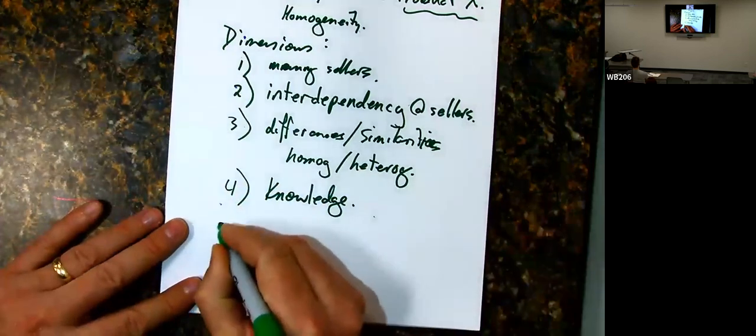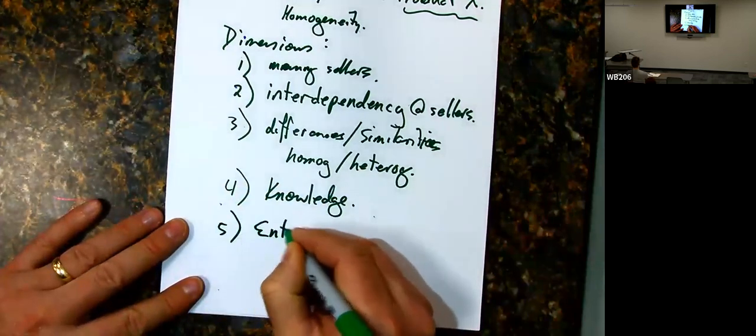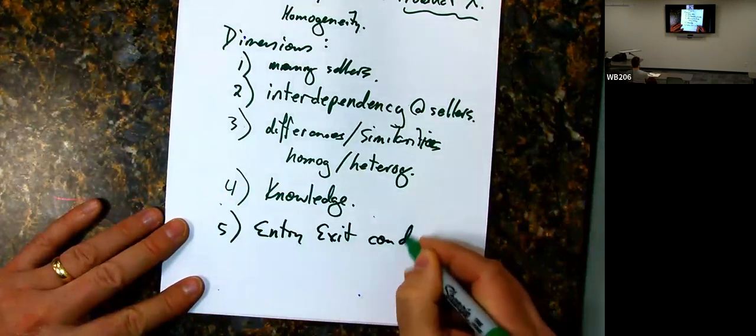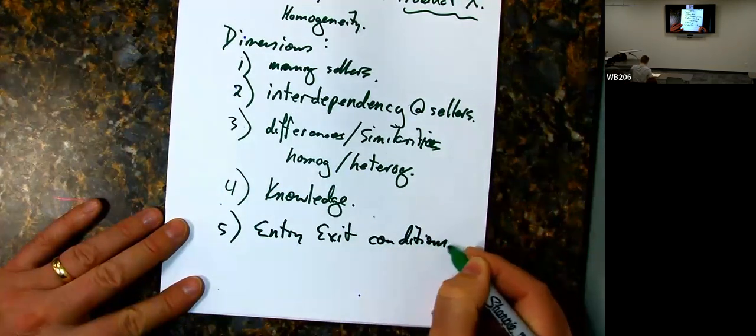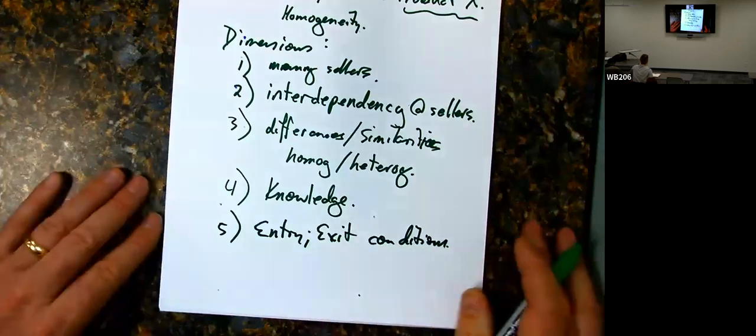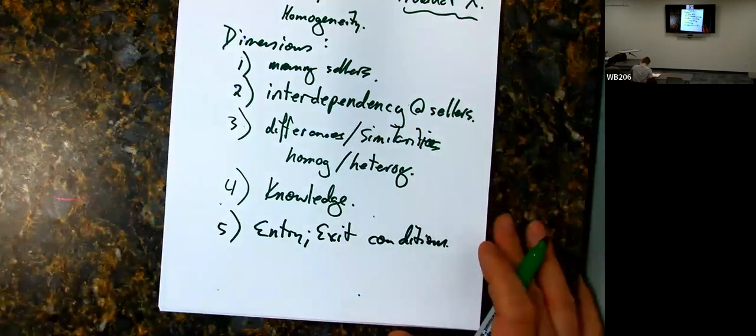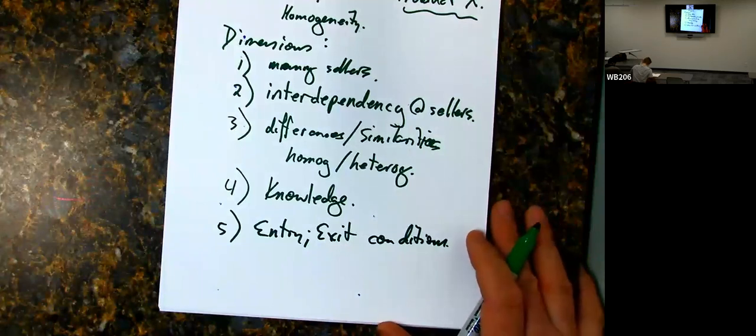And the fifth element is entry and exit conditions. So is it easy to enter into the market? Is it easy to start up a new firm in a particular market? Do you need to get a license to participate in this market? Do you need to have the health inspector come through and look at your facilities in this market? Or can you just basically go out and start selling whatever it is you have, whatever it is you do?